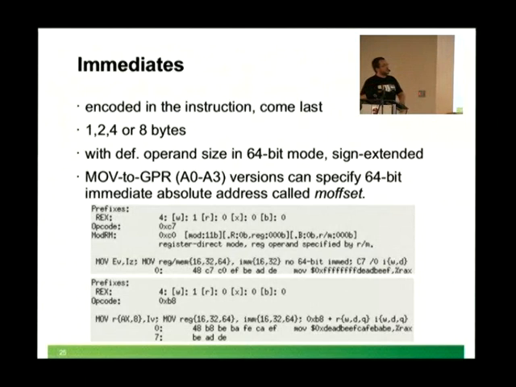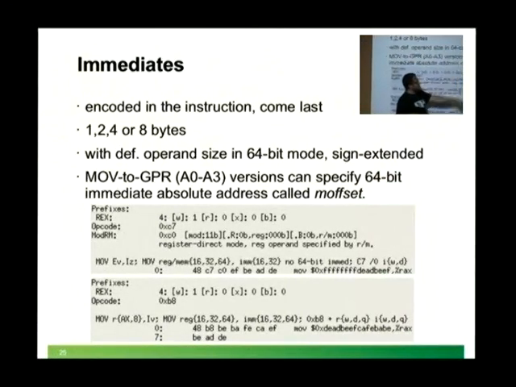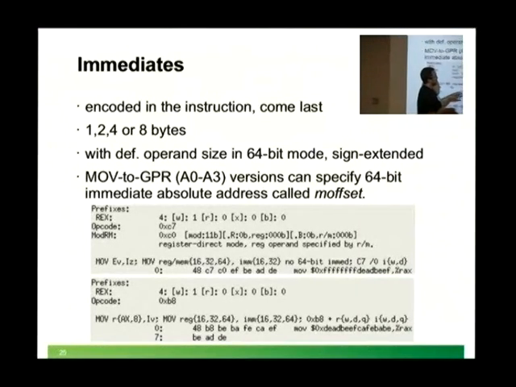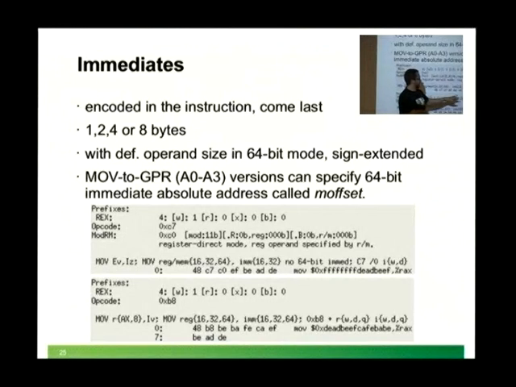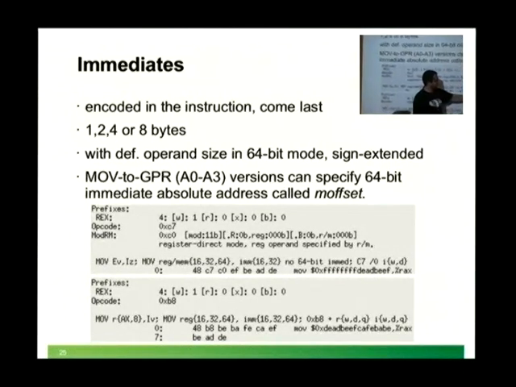And the last in the instruction order are the immediates. They're immediate because they are like in the instruction itself. It can be 1, 2, 4, or 8 bytes. When the default operand size in 64-bit mode is 32, they get sign extended. Like for example, the instruction is move dead beef into RAX, and this gets sign extended to 64-bit.